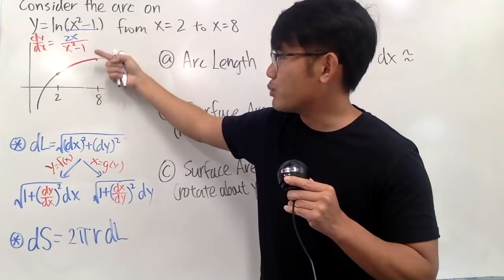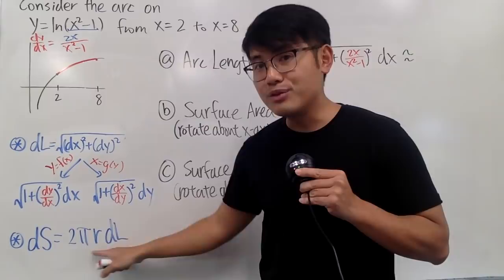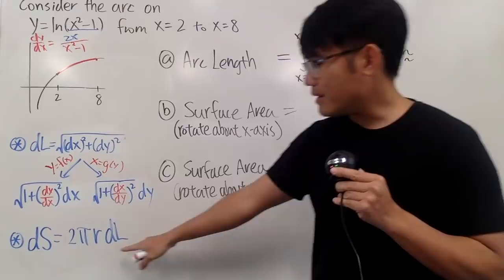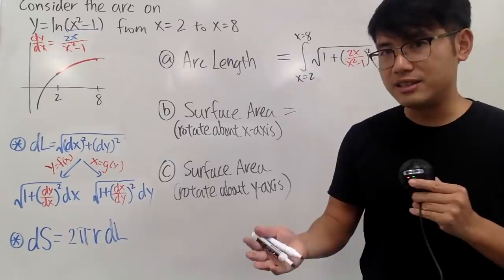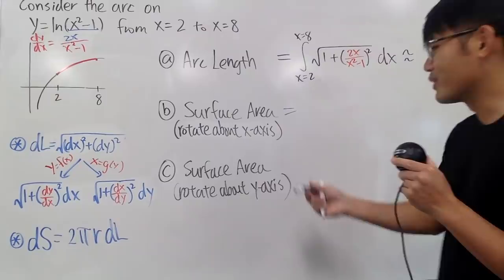And you take the circumference, right? 2 pi r is the circumference formula, but you have to multiply by dL. And the reason is because you have to make this slanted and then rotate that. And that's pretty much a quick explanation in a way that you can remember this formula nicely. And you guys can see my other videos for a detailed explanation for why that formula is true. By the way, enough talking, here we go.